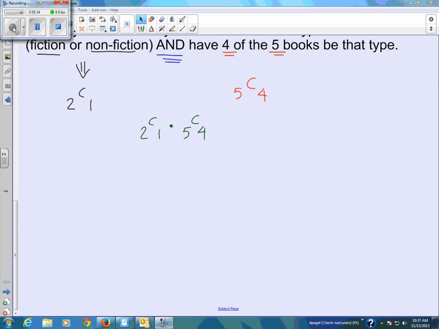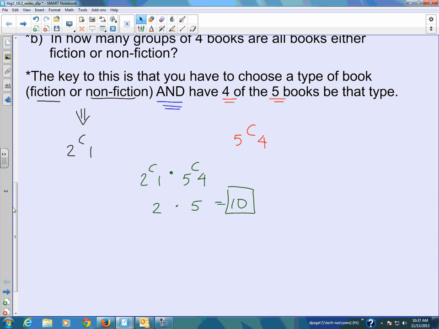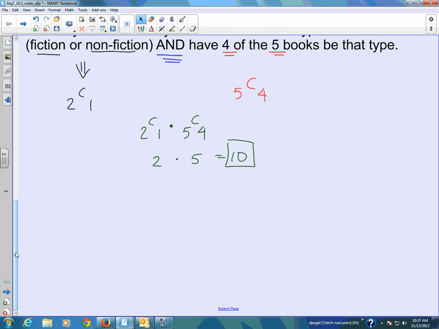In this case, with a 2C1 and a 5C4, we have 2 times 5, for a total of 10 different ways that I can pull the same type of book and have 4 of those 5 in my hand. So this is the introduction to what we call multiple events. We're going to take a look at some more examples of that. We'll get to a more formal definition in just a second.